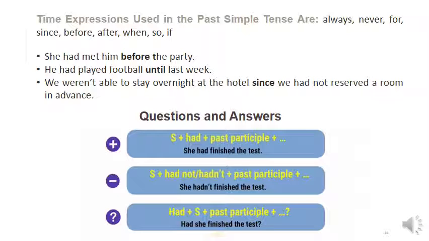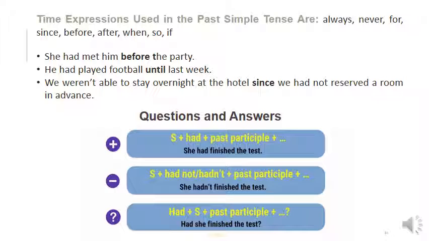Now we move to the last part, which is the questions and answers: negative, interrogative, and affirmative. Let's look at the affirmative sentence. She had finished the test. She had not finished the test. That's it. See how simple it is?